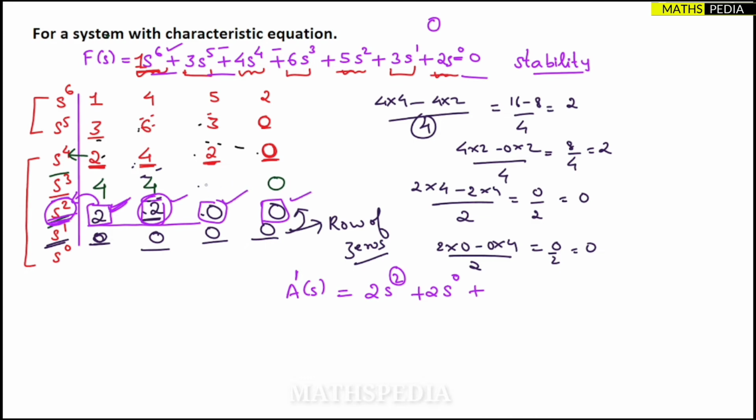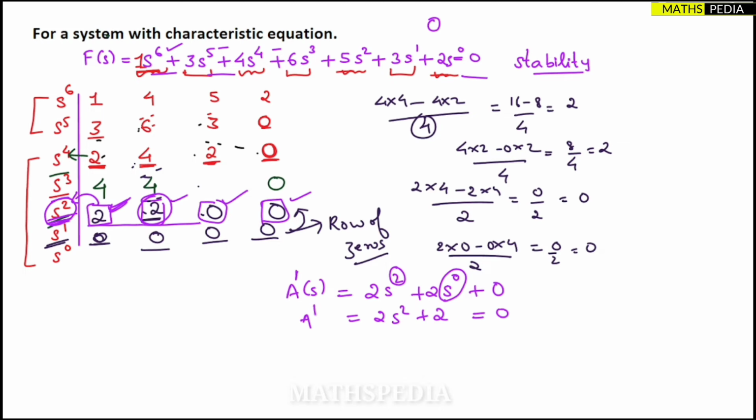0, so no need to mention that also. So our equation has become 2s power 2 plus s power 0, anyways it is 2 only, that means it is 1. Okay, so this is the equation equal to 0.